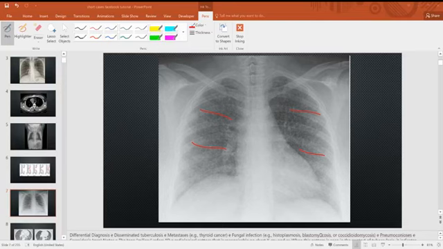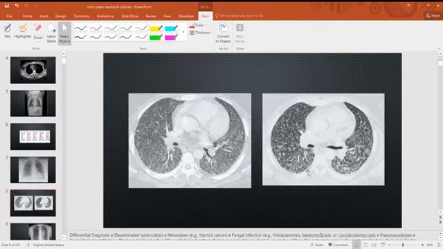TB, as we said, is one of the differential diagnoses. And this is the CT scan of this patient. We see miliary nodules noted in both lungs, distributed randomly. And this patient has thyroid carcinoma, and these are metastases from the thyroid carcinoma. In our country, TB is the most likely diagnosis.